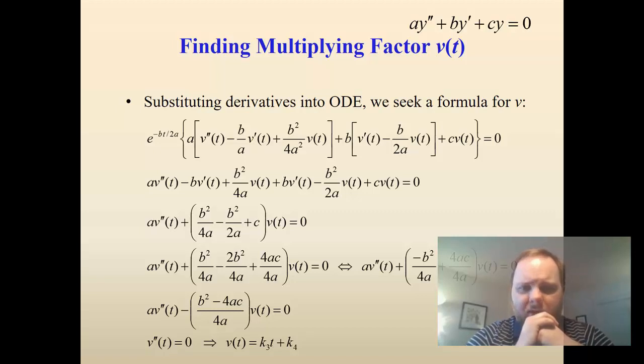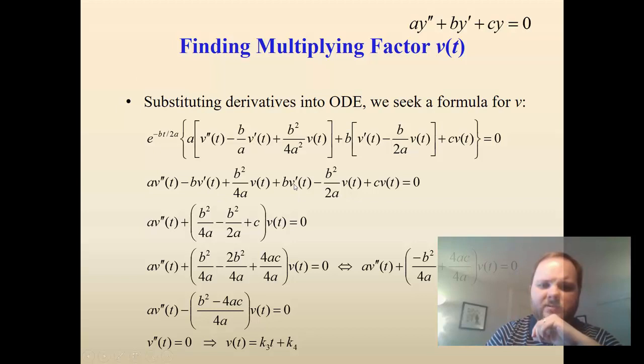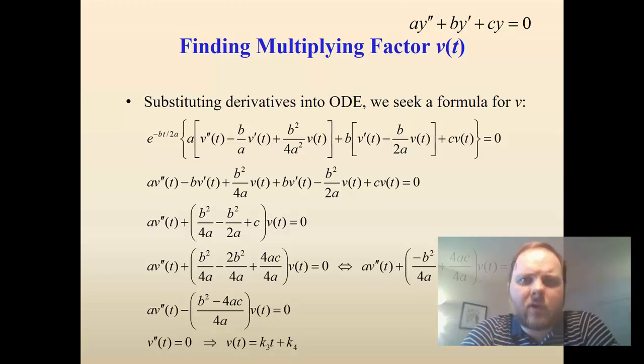After we expand everything out, note that as long as we're careful, things start canceling out. Notice the v prime terms cancel out. For the v of t term, when I look for common denominators, since we know that this is a repeated root, I know that 4ac is exactly equal to b squared. So that term cancels out as well. So all we're left with is v double prime equal to 0. Integrate twice. It turns out that your v of t term is a linear function.